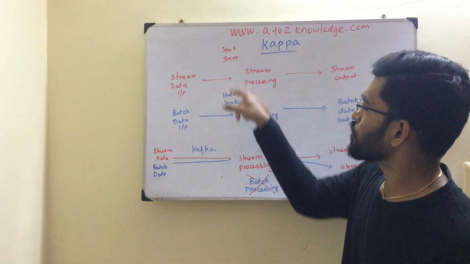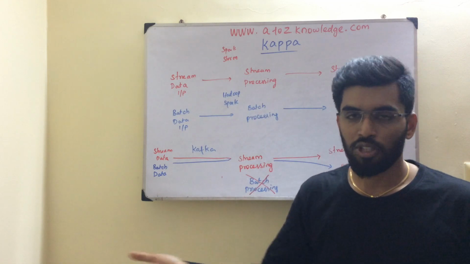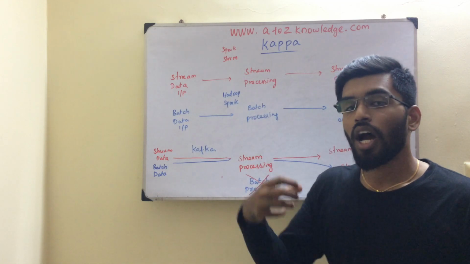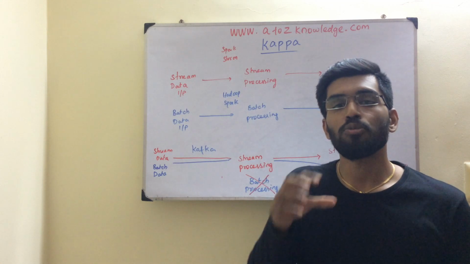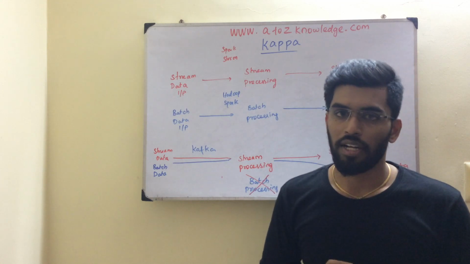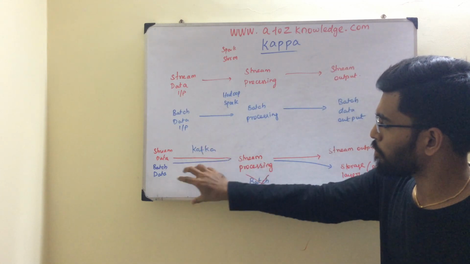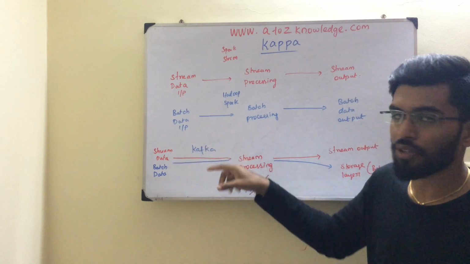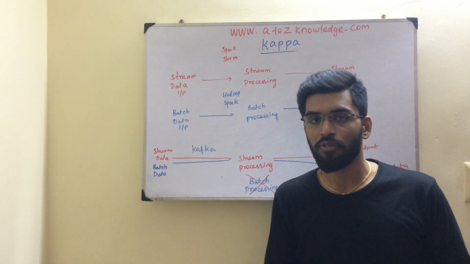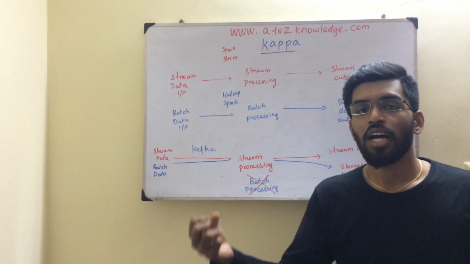Whereas Spark used to do both batch and stream processing, I'm going to use only stream processing to process both batch data and stream data. So I use some kind of pipeline to send the data. I use Kafka, which is a messaging queue in the big data world. We use this for sending the data in streams.